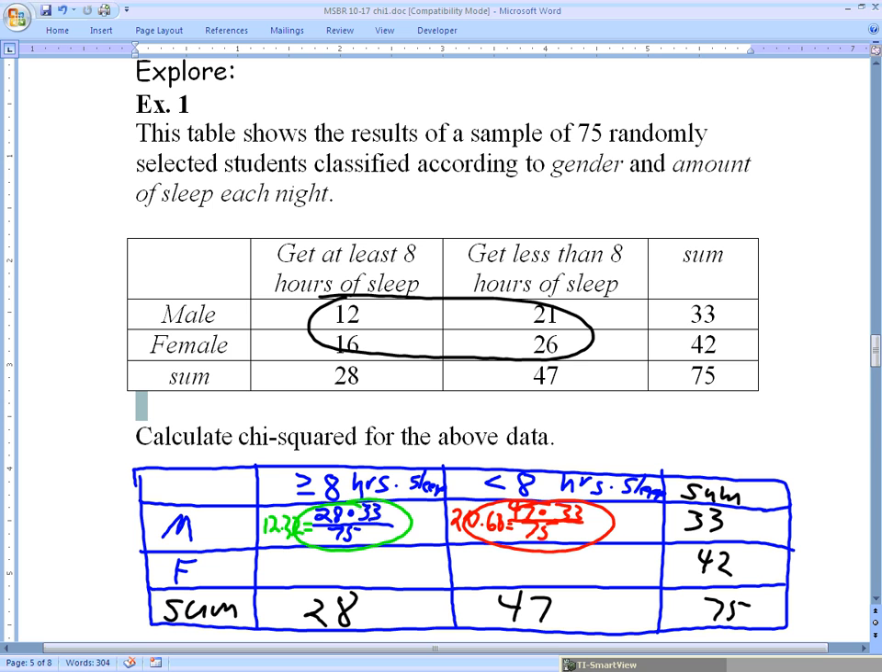Moving on. We now are going to look at this value right here. We take the total from its row and its column. This time we see 42 and 28 getting multiplied together, again divided by the grand total. And 42 times 28 divided by 75 gives us 15.68.